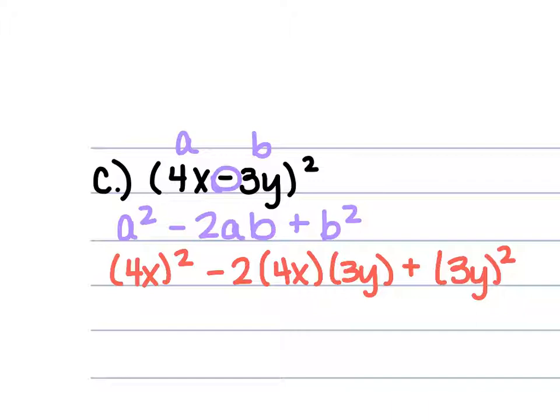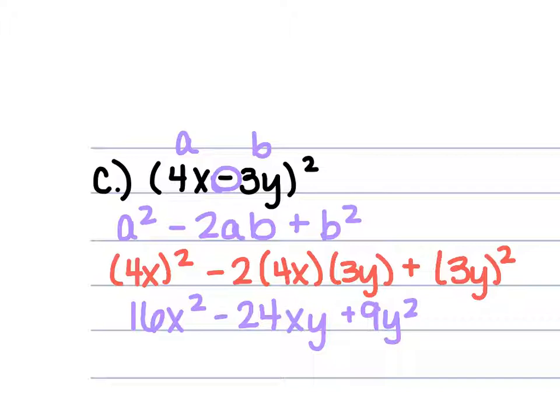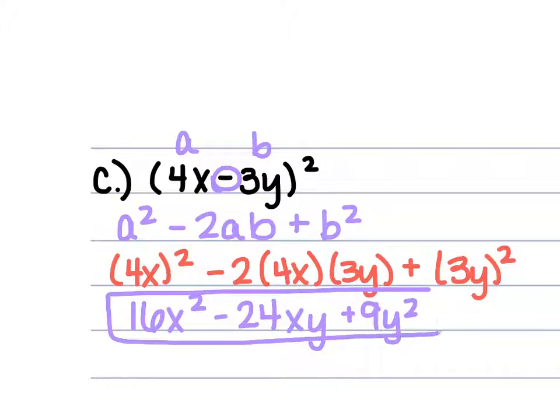So the 4x raised to the second power is going to be 16x squared. The negative 2 times 4x is negative 8x. Negative 8x times 3y is negative 24xy. Then that 3y raised to the second power is going to be a 9y squared. So 16x squared minus 24xy plus 9y squared.